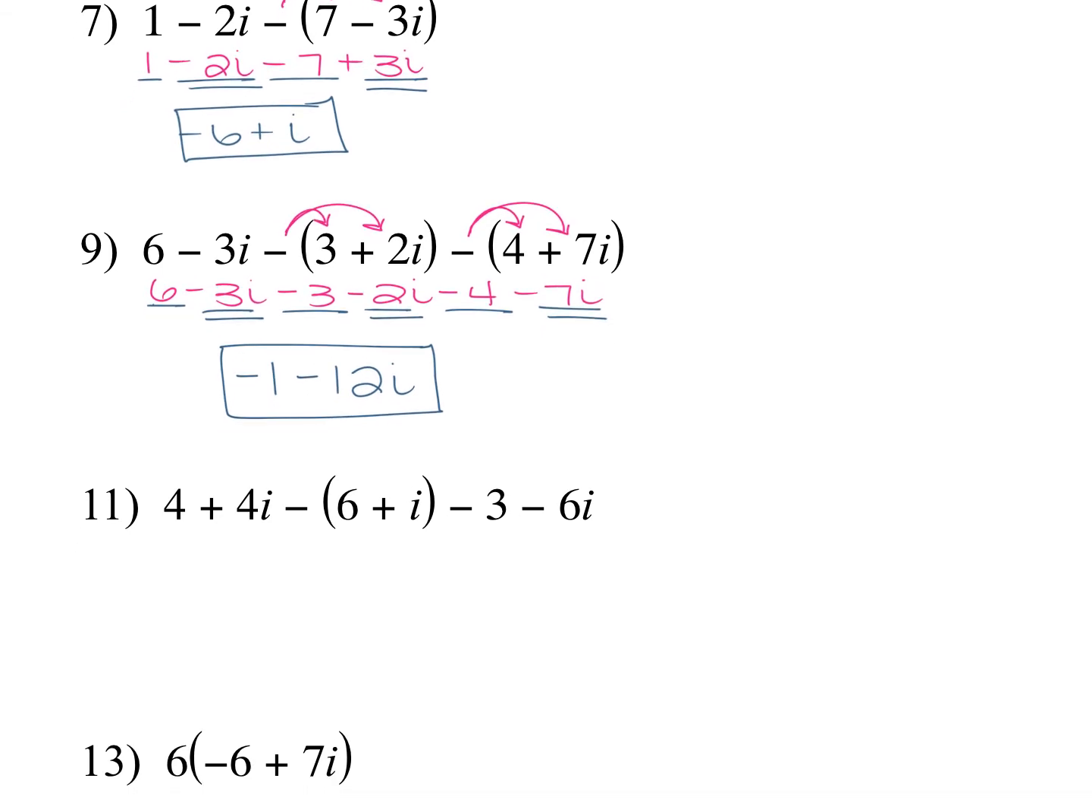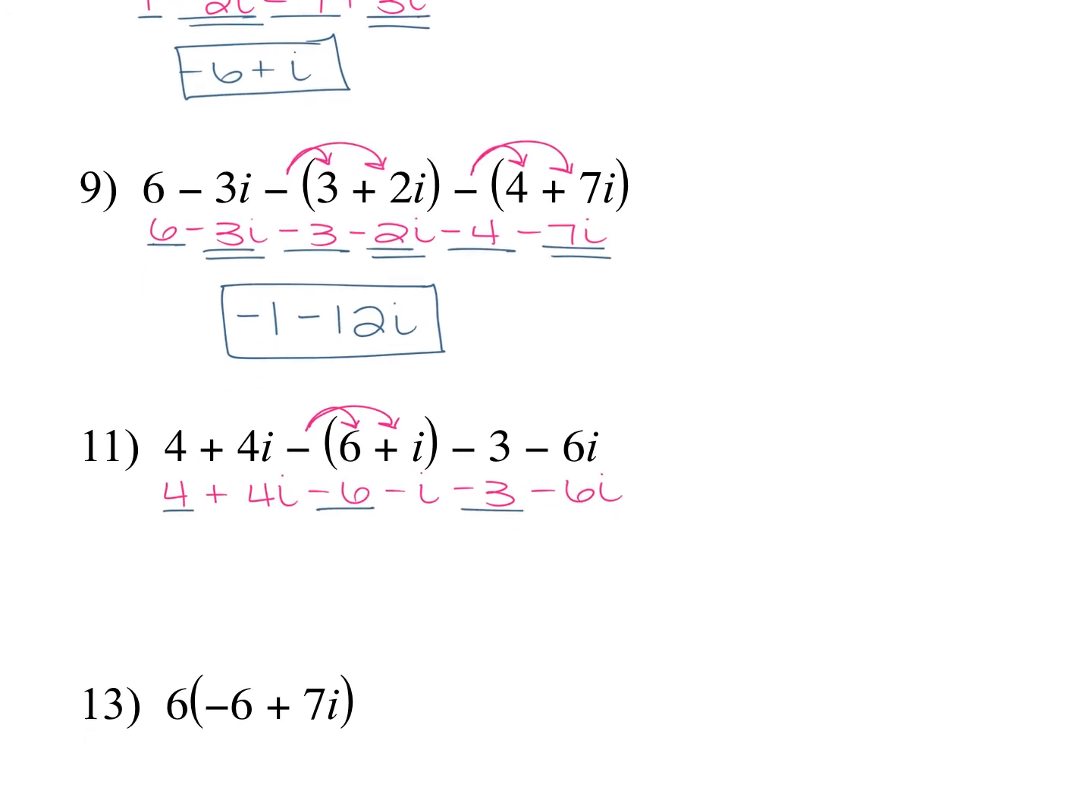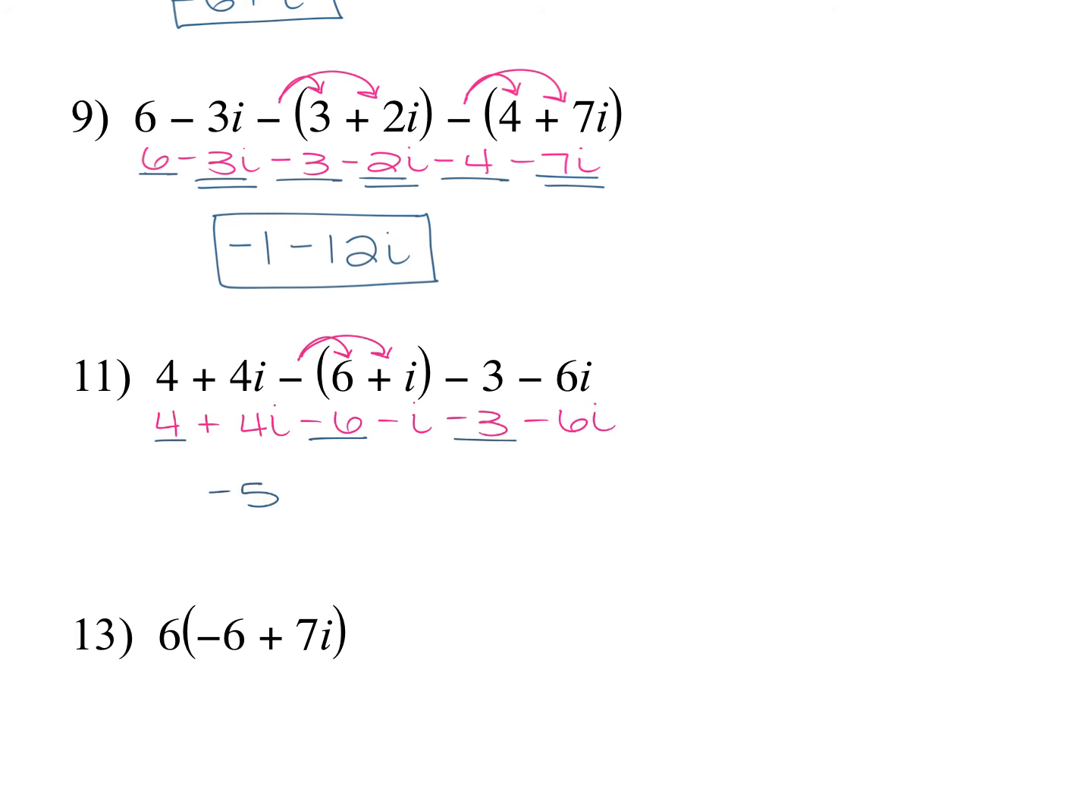For 11, we have 4 plus 4i minus parentheses 6 plus i, close parentheses, minus 3 minus 6i. So we are going to distribute that negative first. That gives us 4 plus 4i minus 6 minus i minus 3 minus 6i. From here, combine your like terms. Start with your constants. 4 minus 6 is negative 2. Negative 2 minus 3 is negative 5.